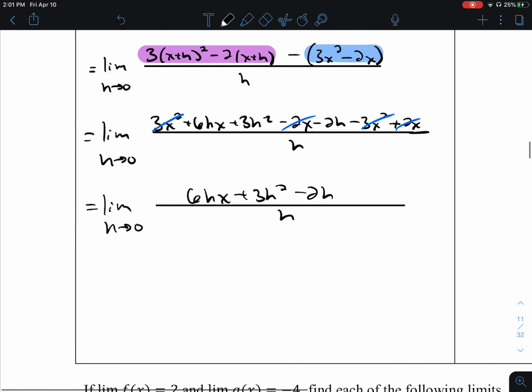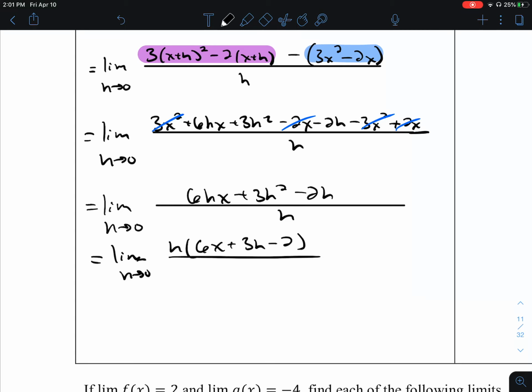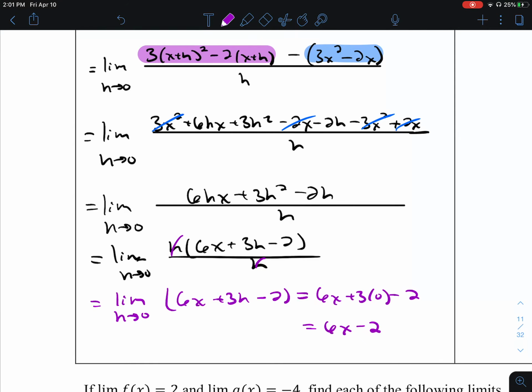Now we can factor an h out of the top, and get the limit as h approaches 0 of h times 6x plus 3h minus 2, over h. H's cancel. Keep in mind, we have to keep writing limit notation until we evaluate the limit. We can now evaluate the limit. We can put a 0 in for all of the h's and get 6x plus 3 times 0 minus 2, which is 6x minus 2.